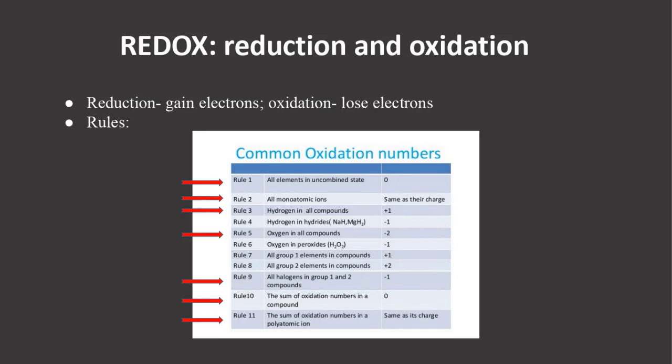And then group 1 elements, you can expect them to have a +1 charge. Group 2 elements, you can expect them to have a +2 charge. And then halogens, most of the time, will have a -1 charge. Halogens, you'll see more exceptions to, so just keep that in mind. And then the sum of oxidation numbers in a compound without charge is going to be 0. But then when the compound is a polyatomic ion, so that means that compound has a charge, it's going to equal the charge. And so make sure you know these rules.